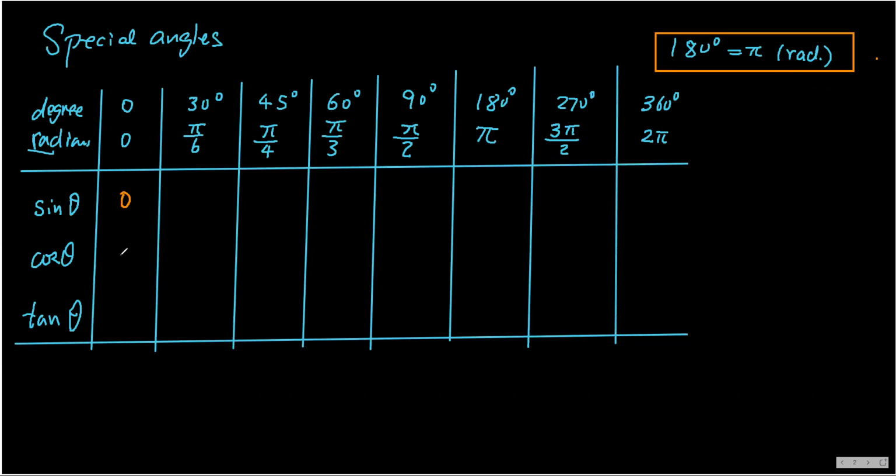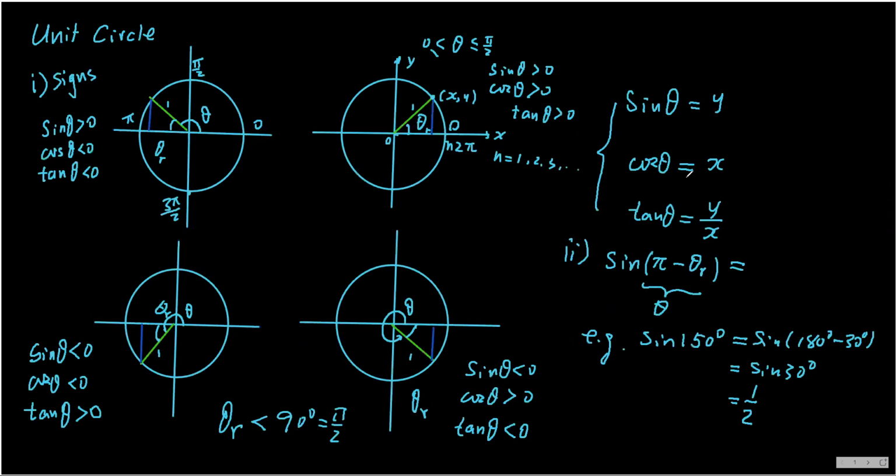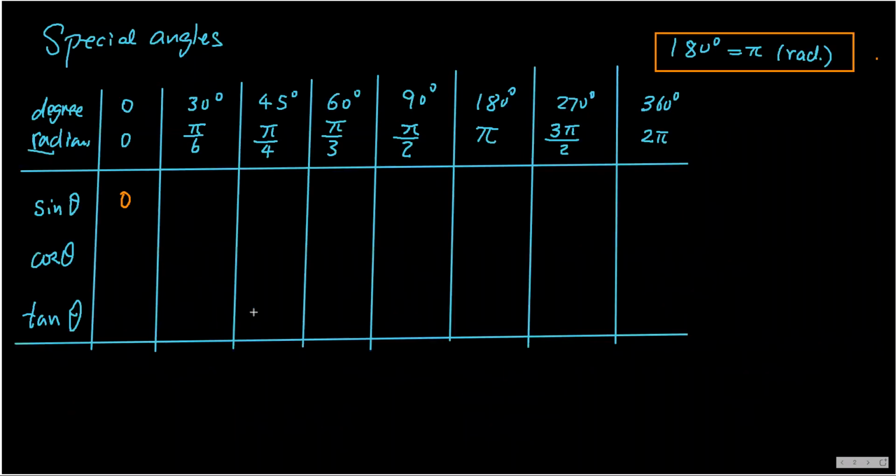How about cosine 0 degrees? Cosine is x. At 0 degrees, x equals 1 on the unit circle. Remember, this is the unit circle. This is 1, 0, this is 0, 1, and this is negative 1, 0. So this distance is 1. When theta equals 0, what is the x coordinate? 1. Makes sense? Because the radius is 1.